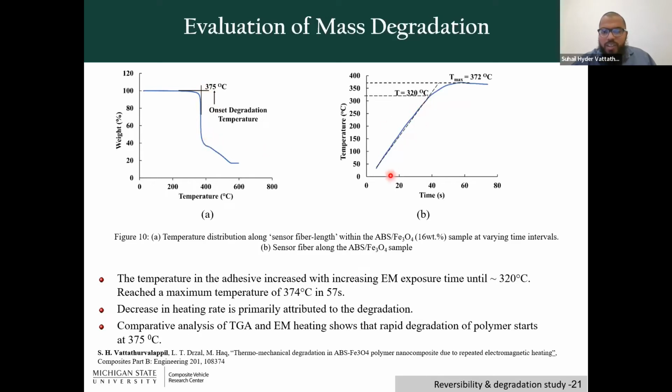And on the right-hand side, you have the EM heating. So I took an ABS with 16 weight percent of ferromagnetic nanoparticles and exposed it to EM heating continuously. By the time it reached 60 seconds, it reached nearly 372 C. And I could not increase the temperature of the adhesive. Why? Because approximately in this range, you will see full degradation of the polymer. You can see the degradation even starts by the time it is 320 C. In fact, at 320 C, it will start losing its weight and mass considerably.